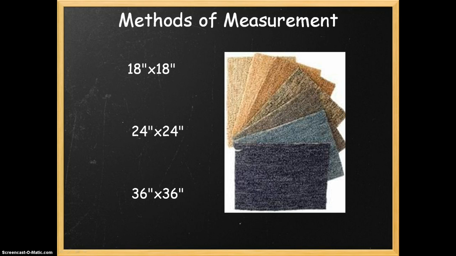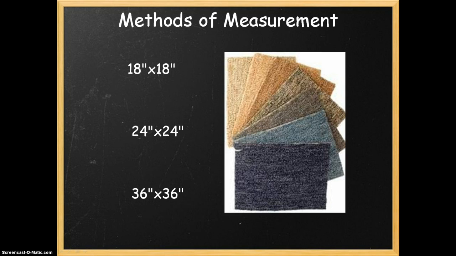The most common of these 3 though is 18 inch by 18, and the way that they make carpet tile is that they roll out a piece of larger carpet and cut it into a 6 foot by 12 foot piece, and then the smaller tiles are cut from this piece.